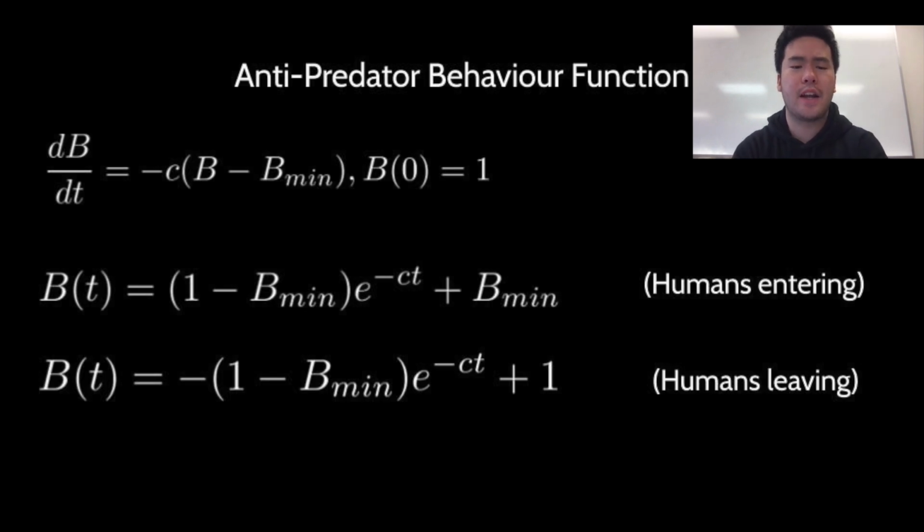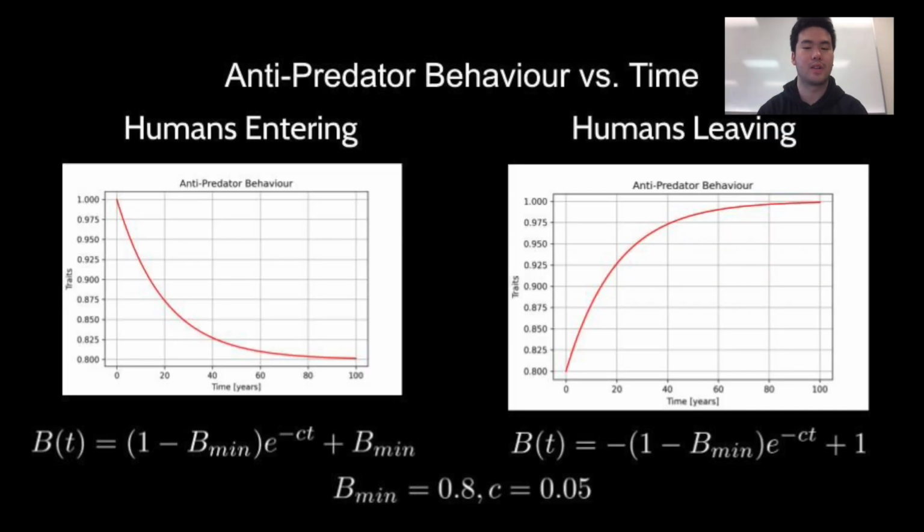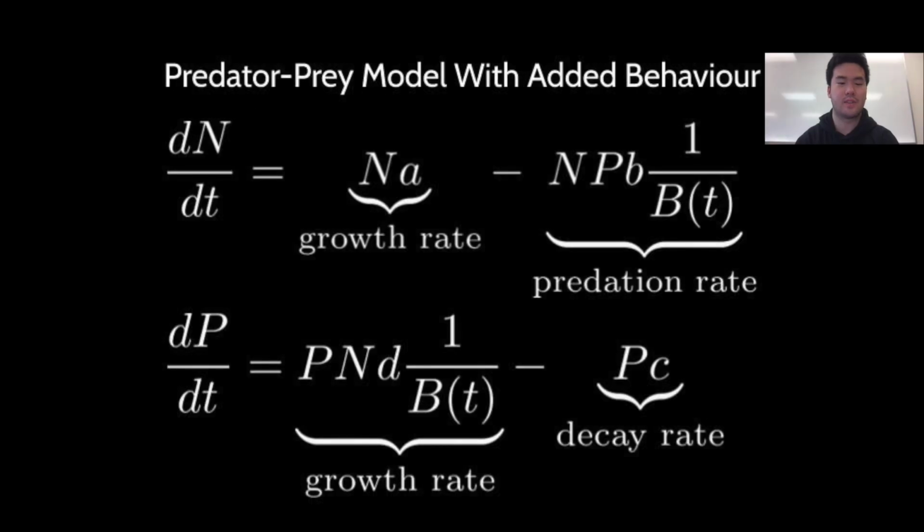In order to add anti-predator behavior to our model, we introduce a function b of t, representing a normalized value of anti-predator traits exhibited in prey, where a value of 1 would be the amount of anti-predator traits exhibited by prey without human contact. B of t is then an equation of exponential decay when humans are entering, and the reverse when humans are leaving. Here are the graphs of B of t when humans are entering and leaving. The way we add behavior to our model is to multiply the inverse of the anti-predator behavior function to the predation rate and the predator's growth rate.